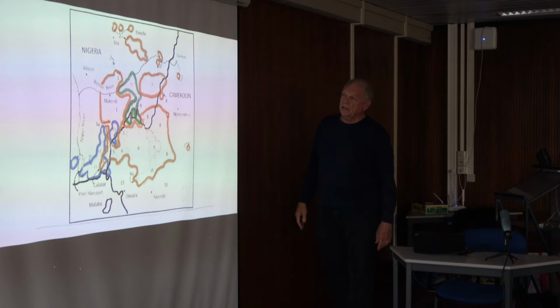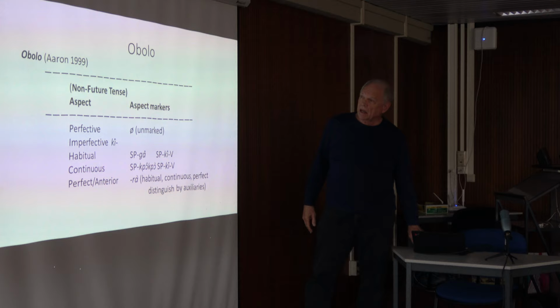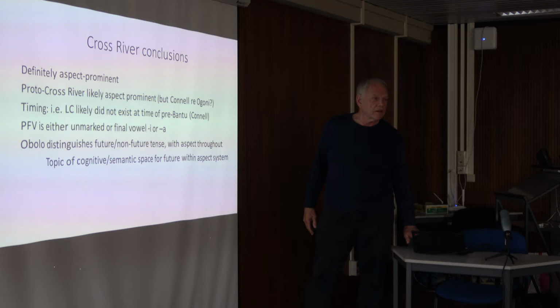Now Bantoid. There was no Lower Cross, there was also no Upper Cross. Pardon? If there was no Lower Cross, then there was no Upper Cross, right? But it was just Cross. Yeah, these are the Cross River conclusions, for Lower and Upper together.